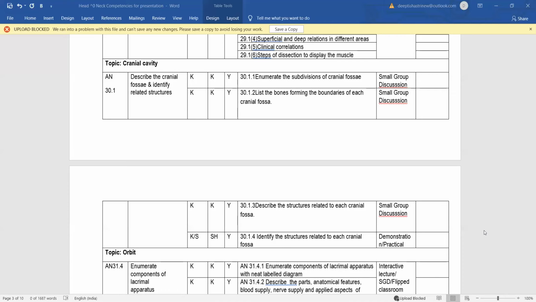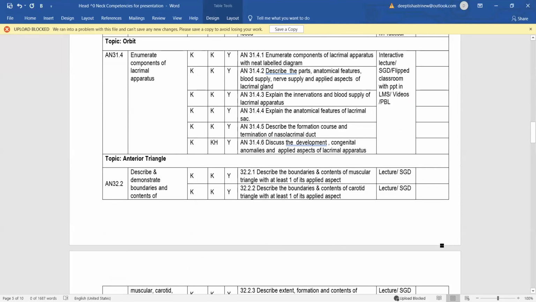Shall we move on to 31.4? Any discussion on 31.4? Ma'am, can we have enumerate as well as neat labelled diagram together? Because these are two different SLOs. Enumerating the components and drawing a diagram are two different SLOs.